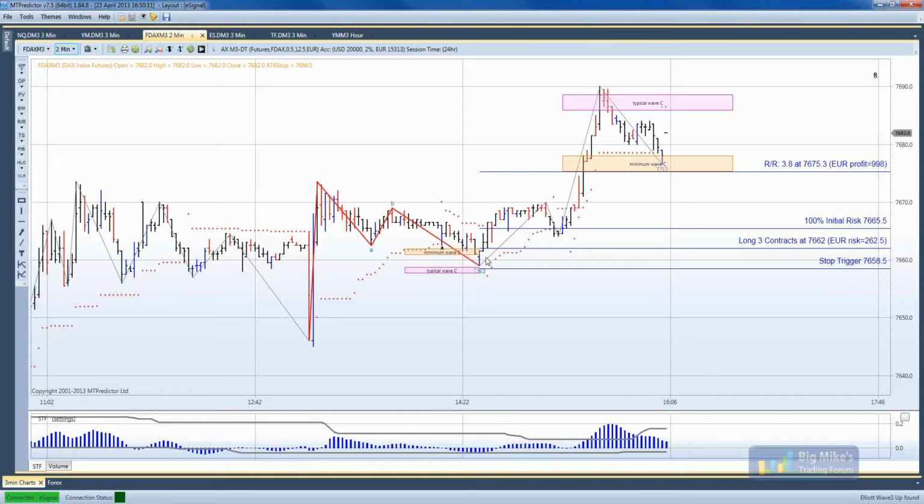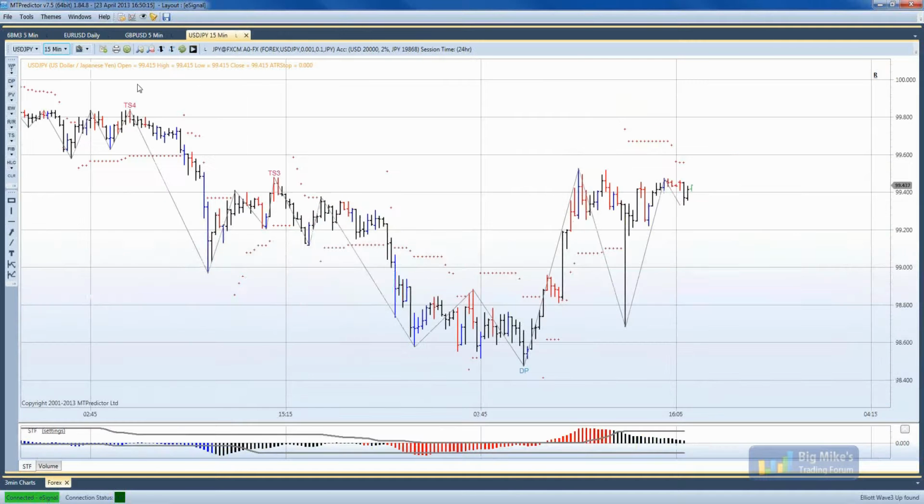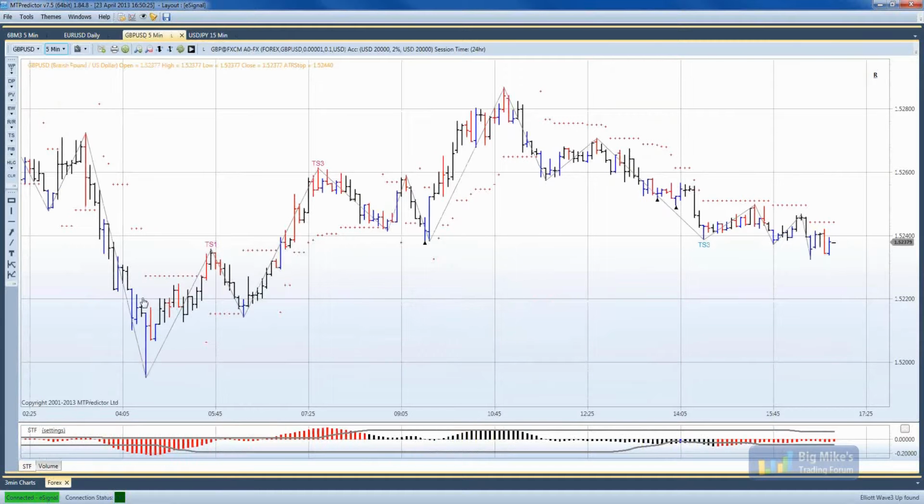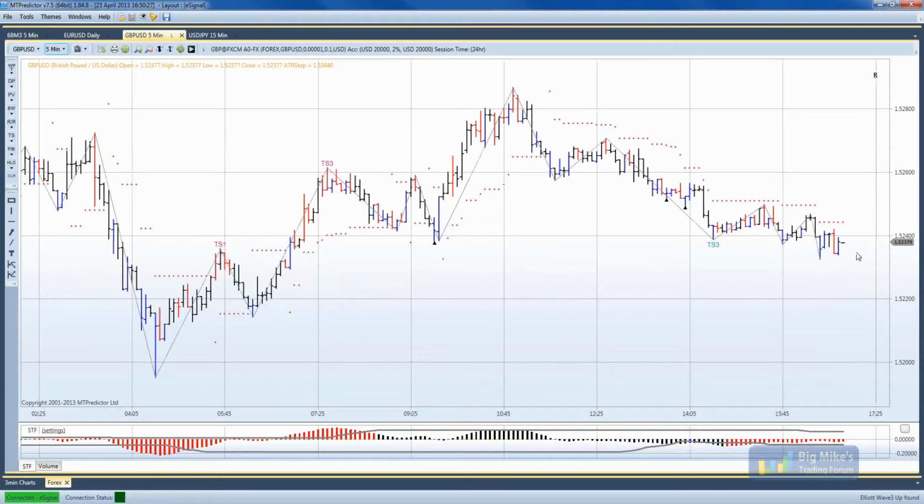Now, obviously you've seen some good examples here. Let's have a look at perhaps a Forex chart. Let's go to a British pound chart. So I just want to show different markets, different time frames. We'll be looking at lots of them throughout the webinar. If I put the STF on here, this is the British pound. It's literally unfolding in real time as we talk now.